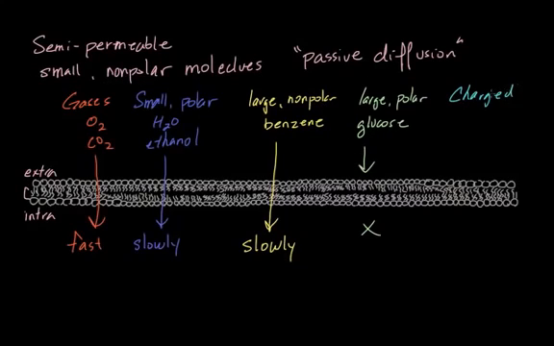What about charged molecules? These are also all over the place. What's an example of a charged molecule? Well, something like a chloride ion, a sodium ion, or any sort of ion. Another pretty common charged molecule are actually amino acids. And since these are charged, they're so incredibly polar or charged that they also cannot pass through.